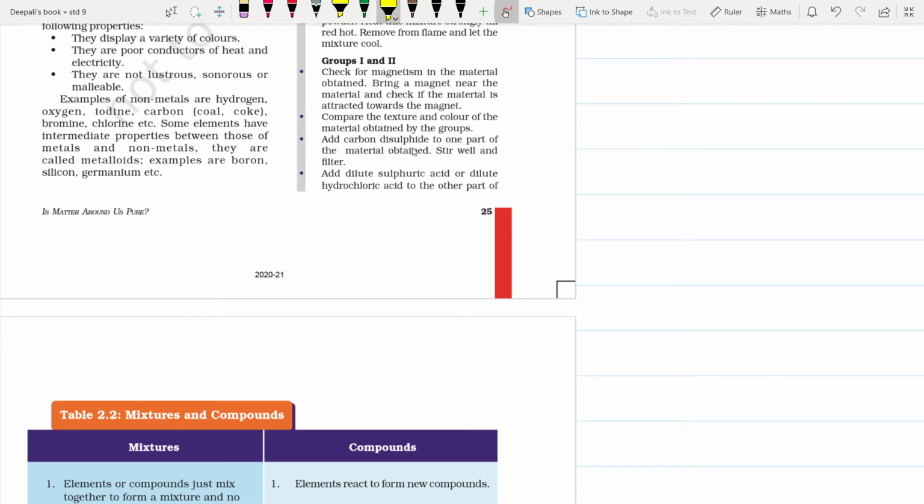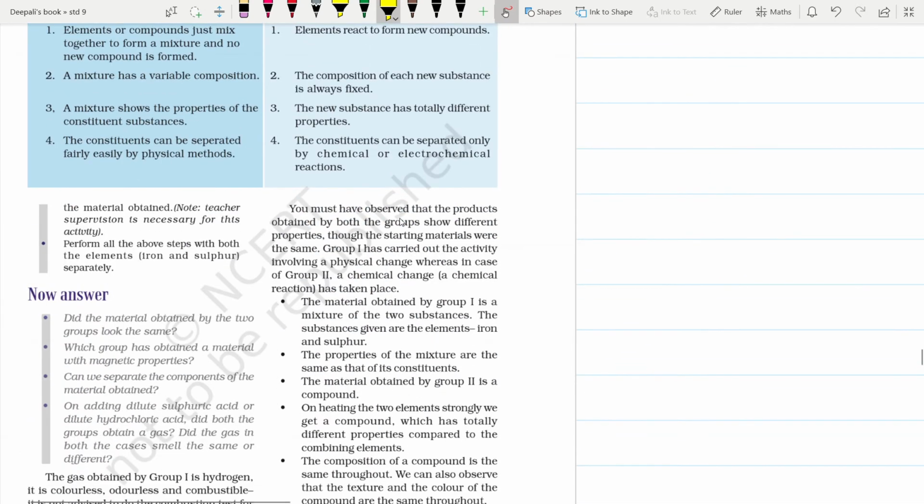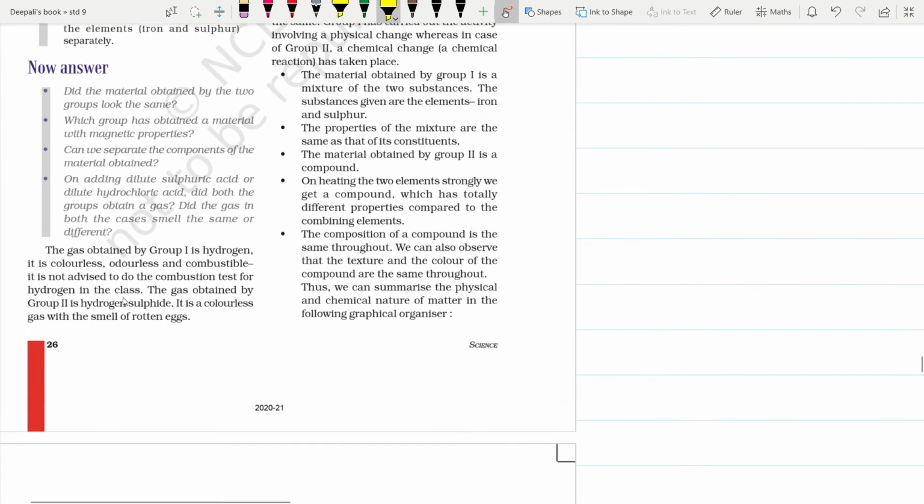Add carbon disulfide to one part of the material obtained, stir well and filter. Add sulfuric acid or dilute hydrochloric acid to another part of the material obtained. Perform all the steps with both the elements, iron and sulfur. You will observe that the gas obtained by group 1 is hydrogen. It is colorless, odorless and combustible.